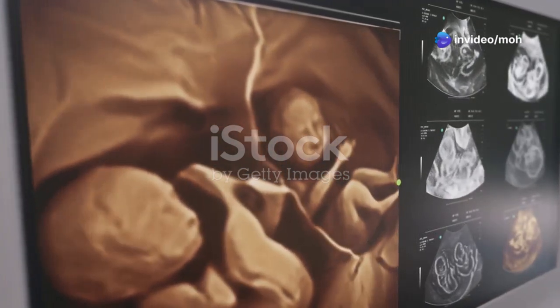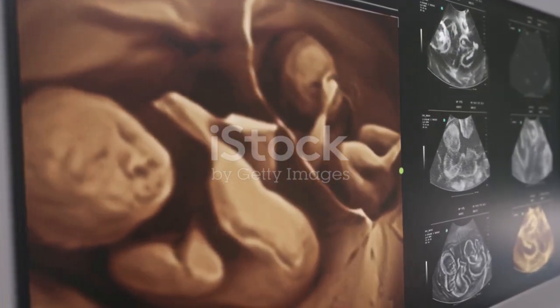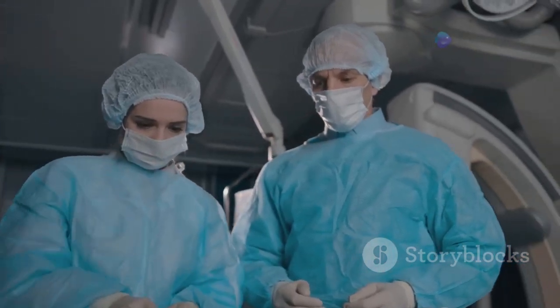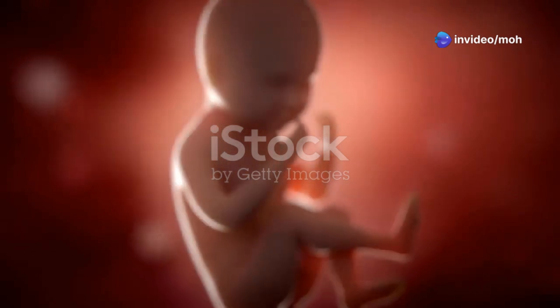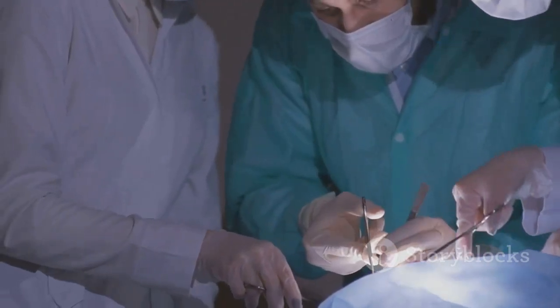The womb, once considered an impenetrable sanctuary, is now a frontier of medical innovation. Advances in fetal medicine and in utero surgery are transforming care for the tiniest patients. Consider spina bifida, where the spinal cord doesn't close properly. Fetal surgery can significantly improve outcomes.